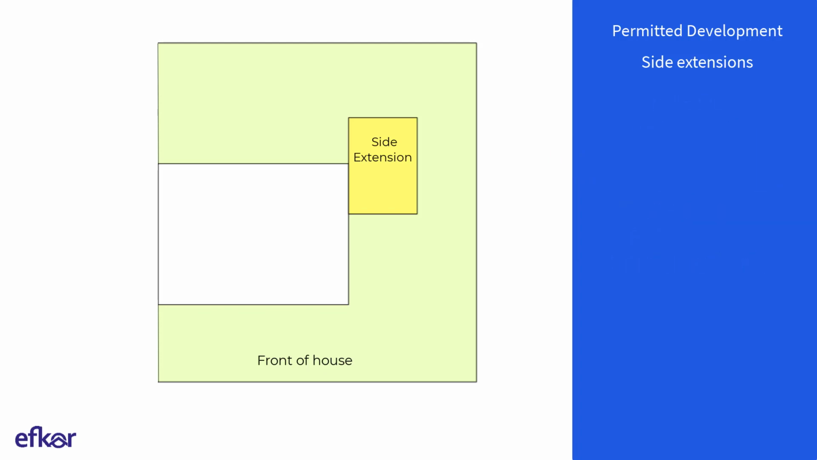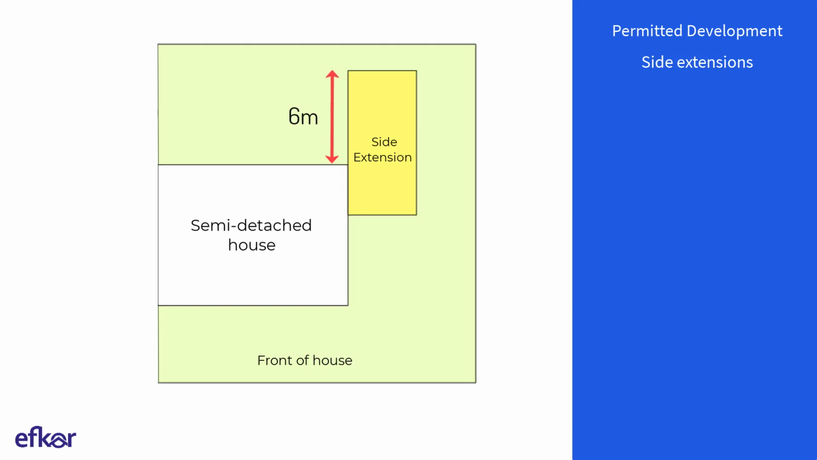In this example, for PD rules to apply, the side extension must not go more than 3 meters past the rear wall of the semi-detached house, or 6 meters if prior approval for a larger depth has been obtained.